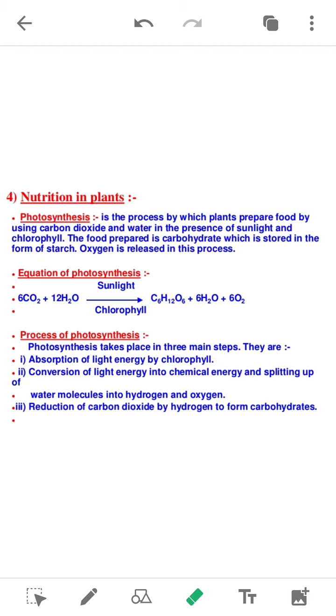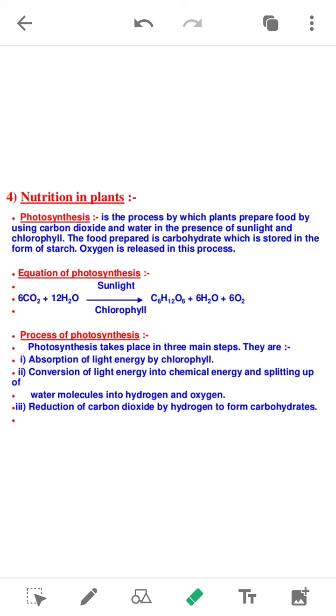Now, the equation for photosynthesis: 6CO2 plus 12H2O gives rise to C6H12O6 plus 6H2O plus 6O2. Here, the plants utilize carbon dioxide and water and produce glucose, and oxygen is liberated, in the presence of sunlight and chlorophyll.